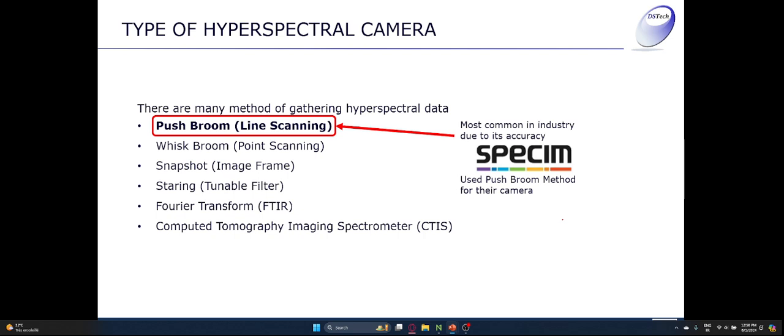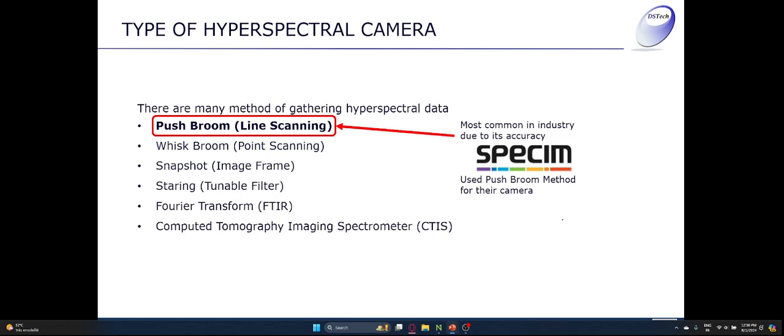So first of all, you will take 300 first, and then you change your filter. You will take 320, and then change filter again, 340. Change filter again, 360. This is how it works. So it's actually not very efficient, and actually it's very hard to find a hyperspectral camera that uses snapshots.